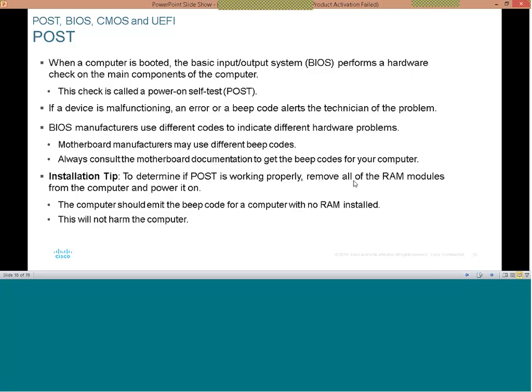Installation: to determine if POST is working properly, remove all the RAM modules from the computer and power it on. That tells you if the POST is working, and if there's no beep sound, automatically the POST is not working. The computer should emit the beep code for a computer with no RAM installed, and this will not harm the computer. So what we're saying here is that if the beep code happens, then that tells you that the BIOS is actually working.